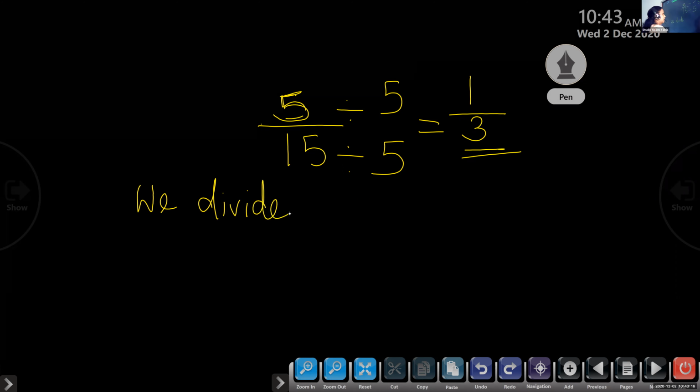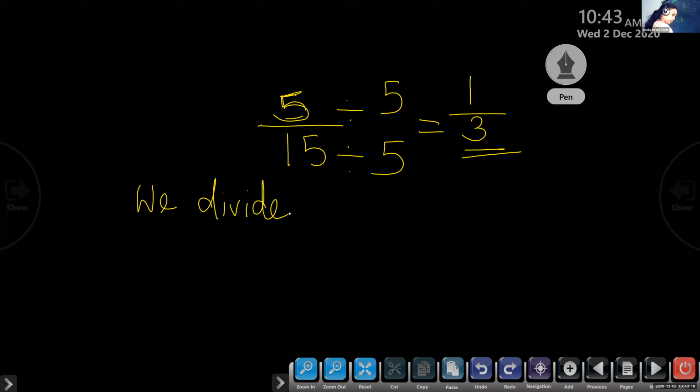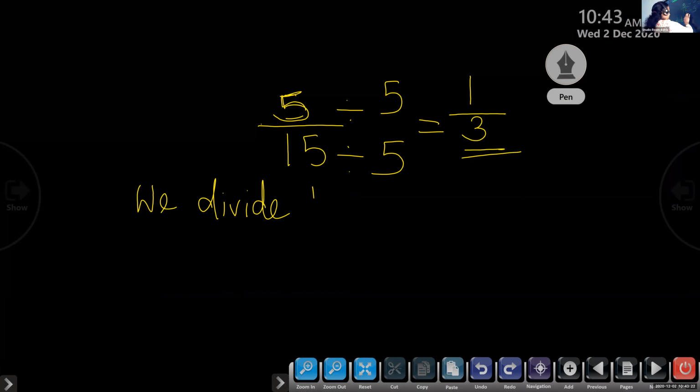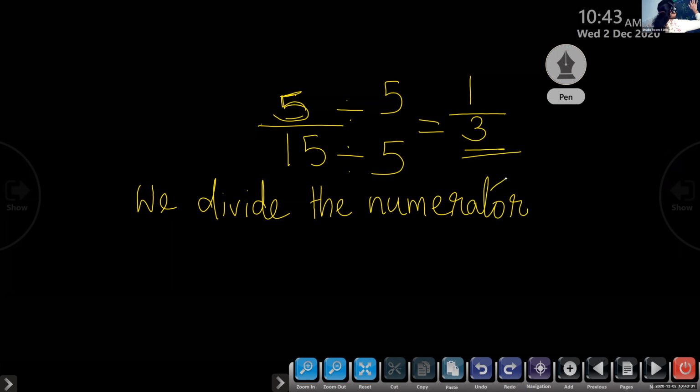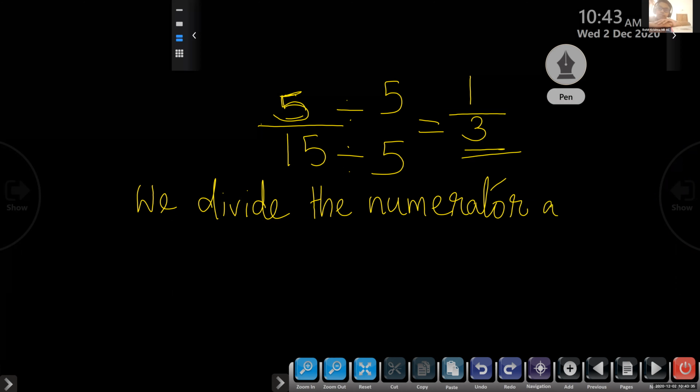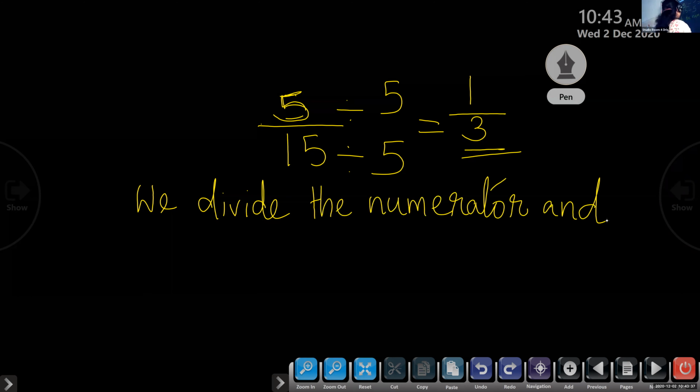We divide the numerator and denominator. Write smaller, otherwise you will not get space to write. We divide the numerator and denominator. Ma'am, should we write this division also? Yes, because we have to find two equivalent fractions.